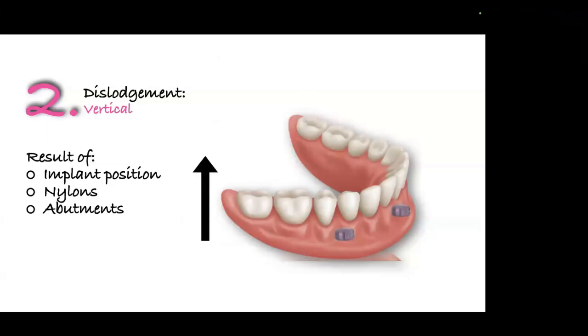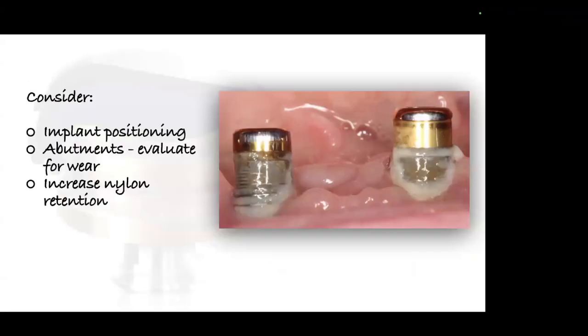Okay, second thing, and we kind of touched on it a few minutes ago. What about dislodgement? When the patient is chewing, not one of the attachments pops, but the denture kind of pops out. Again, that could be related to the implant position, as we just spoke about in the first section. Sometimes that is related to the retentive elements, and sometimes that is the abutment. So we already covered the implant positioning.